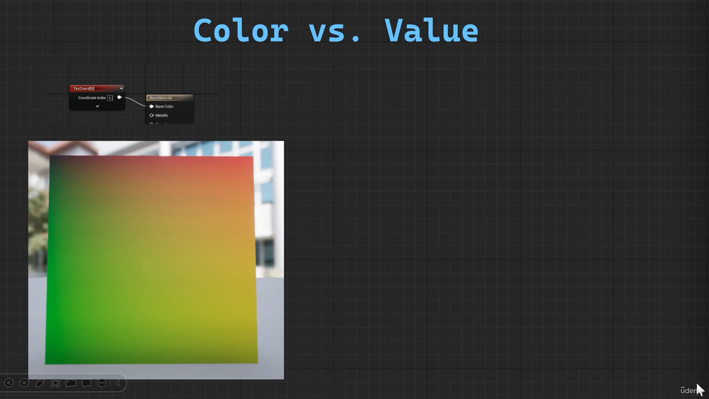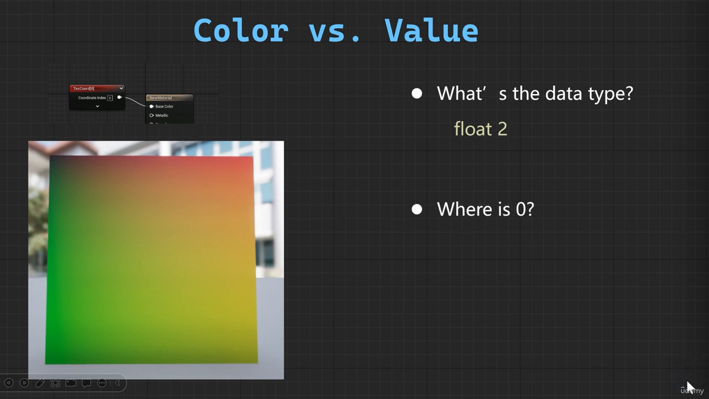I got some questions for you as hints. The first one, what's the data type this node is currently outputting? So we have float 1, float 2, and float 3. I'm gonna tell you the answer now. So this is a float 2. That means it has 2 values. And the next 2 questions, can you see where is 0, where is 1?